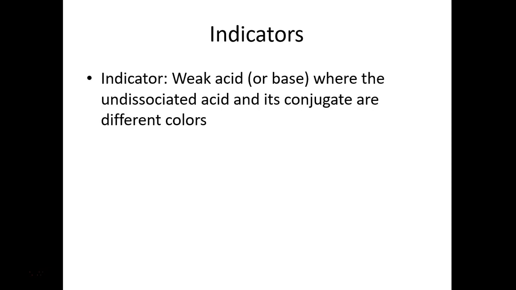Okay, last thing we want to talk about is indicators. So an indicator is a weak acid or base, and in an indicator system, the undissociated acid and its conjugate are different colors. Here's an equation to represent that. If HIn is the general formula for an indicator, that would have color 1, and the dissociated part of the indicator would be color 2.